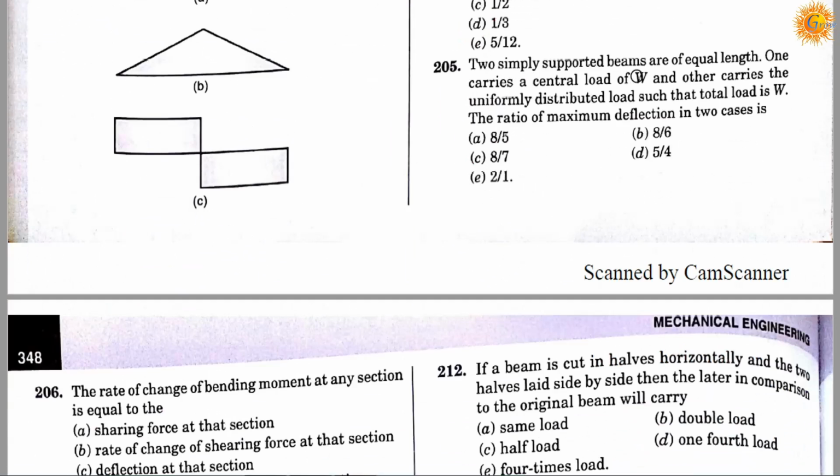Question number 205. Two simply supported beams are of equal length. One carries a central load of W and other carries the uniformly distributed load such that total load is W. The ratio of maximum deflection in two cases is option A is 8:5, option B is 8:6, option C is 8:7, option D is 5:4, and option E is 2:1. Correct answer is A. It will be 8:5.